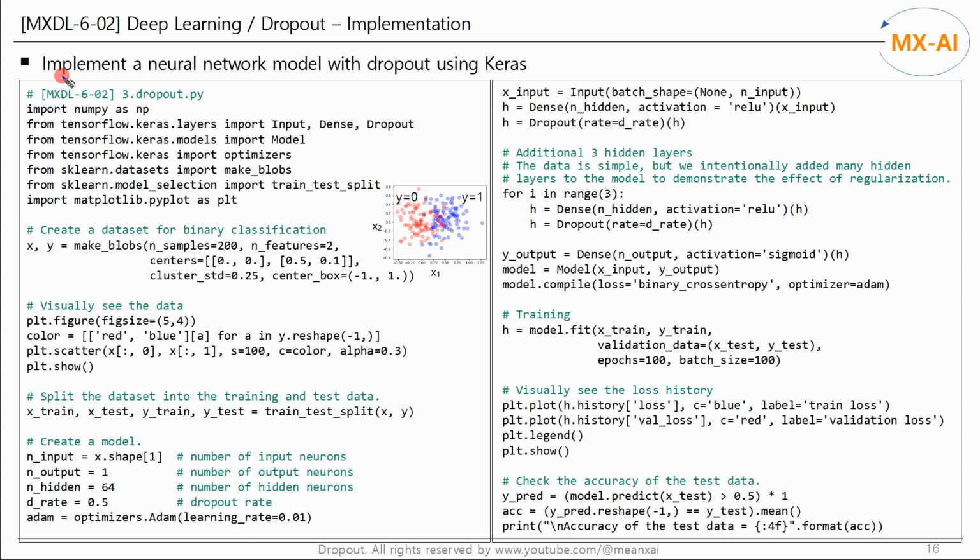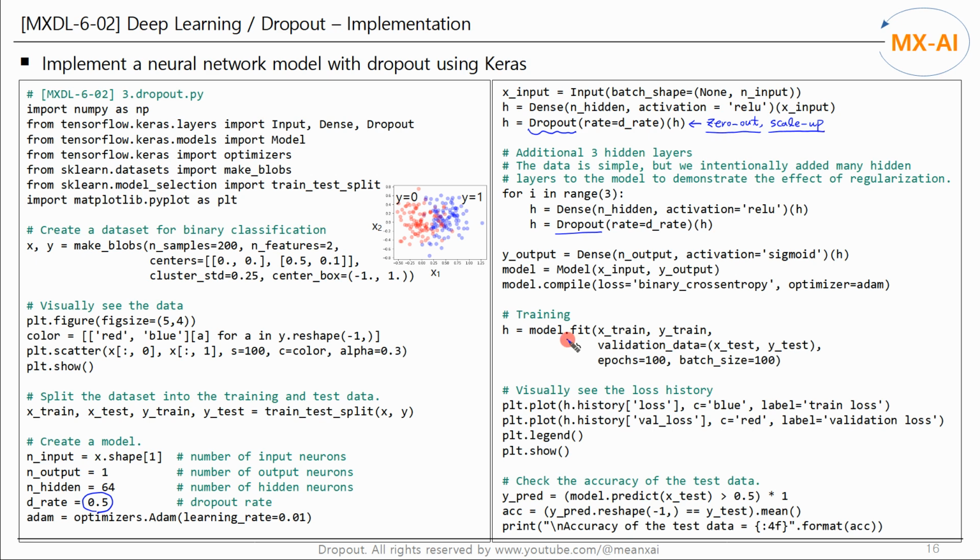Finally, let's implement a neural network with dropout using Keras. Since this is a code that we have used a lot before, let's just look at the dropout part. Add a dropout layer to the first hidden layer. The dropout rate is set to 0.5. And add dropout layers to the remaining hidden layers. No dropout applied to the output layer. During training, the dropout layer will perform zero out and scale up.